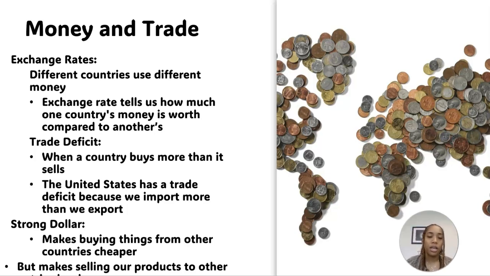Strong dollar. This makes buying things from other countries cheaper, but makes selling our products to other countries harder. Since our currency might be above other countries' currencies, whenever we try to sell stuff, it's more expensive to them. But when we buy stuff, it's cheaper to us, if that makes sense.